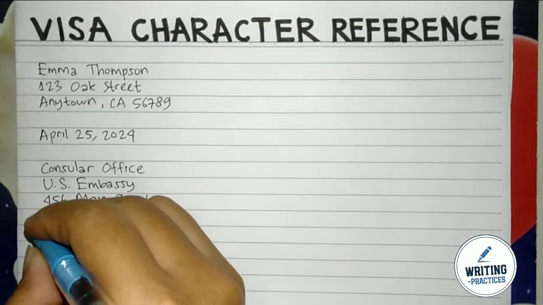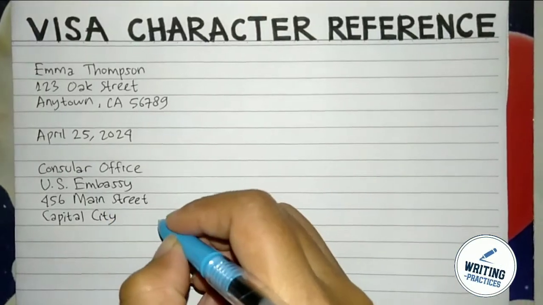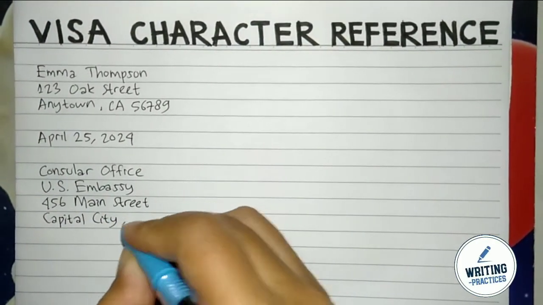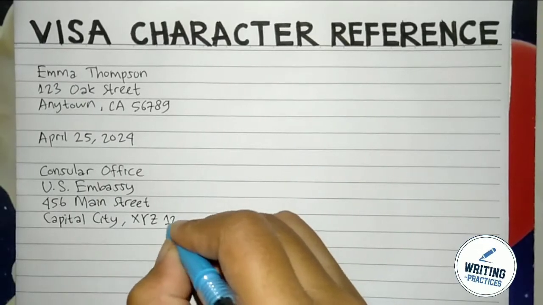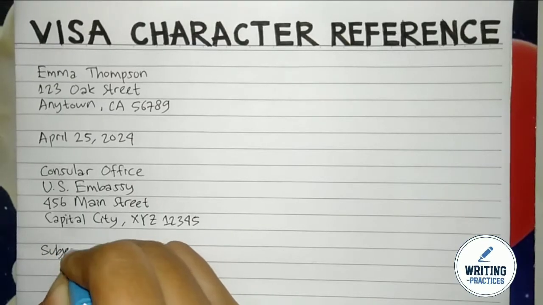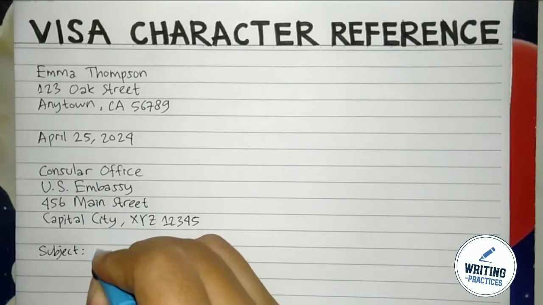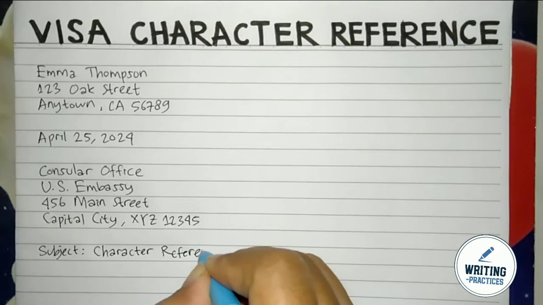For the next, write the recipient's information. You may have no idea about their full names. Well, it is okay to simply write consular officer. And then, write the embassy. Under it, write the address of the embassy. And again, you must include the number, street name, city, state, and zip code for the full address.